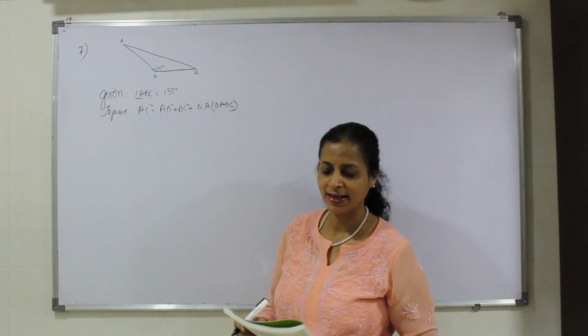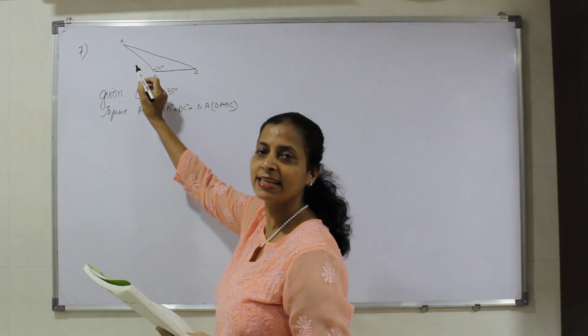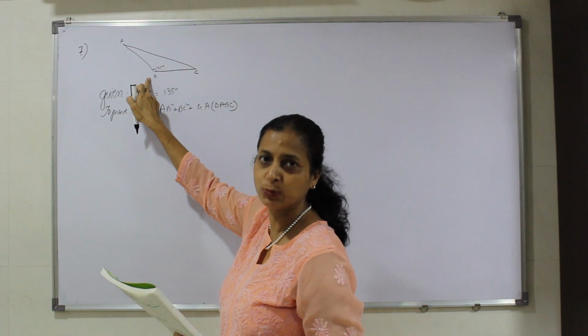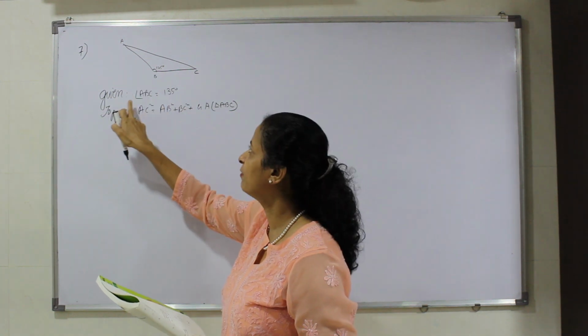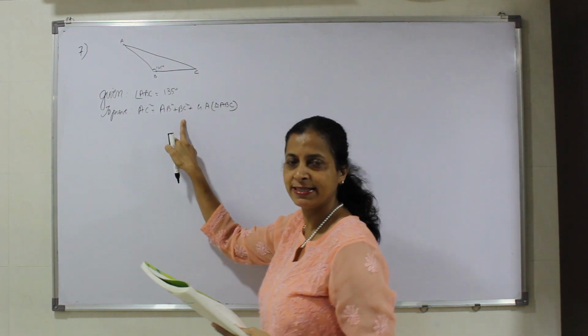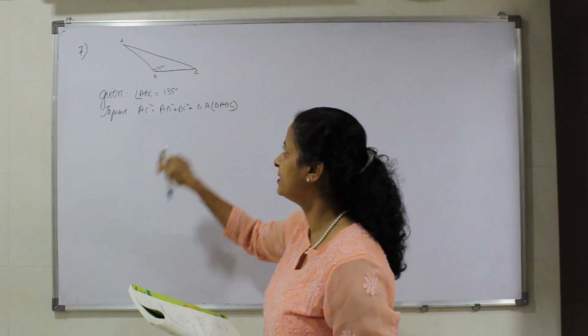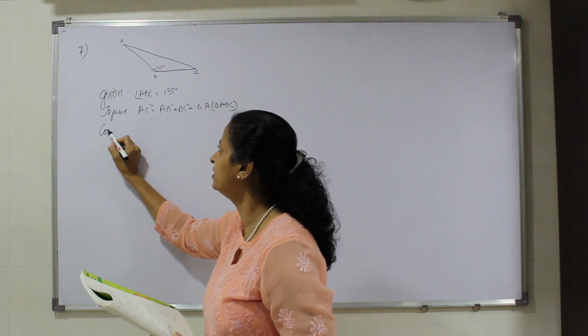In sum number 7 we have given triangle ABC where the angle ABC is 135, and we have to prove AC square is equal to AB square plus BC square plus 4 times the area of triangle ABC. Now here we have a construction.